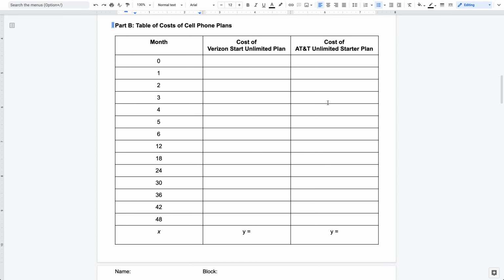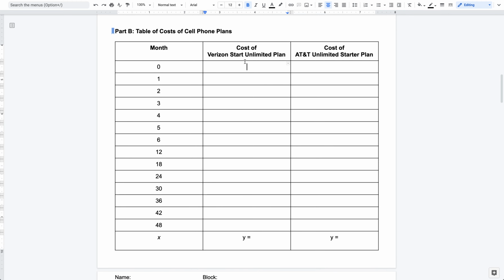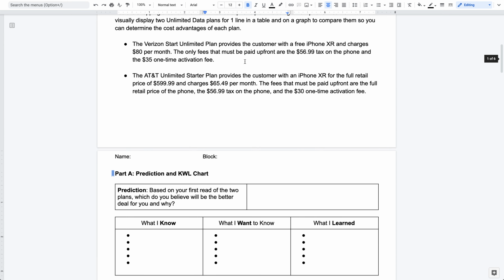Now it's time to fill out the table of cost of cell phone plans. Here, let's start with the cost of the Verizon Start Unlimited plan. At 0 months, how much are we paying up front? So right now, walking out the door, if you sign up with Verizon, what would you be paying? Let's go back to the plan.